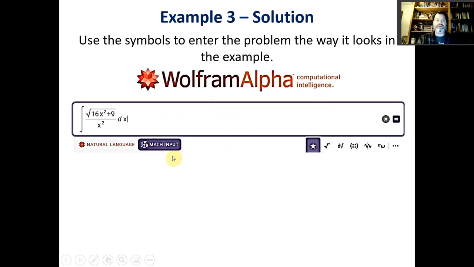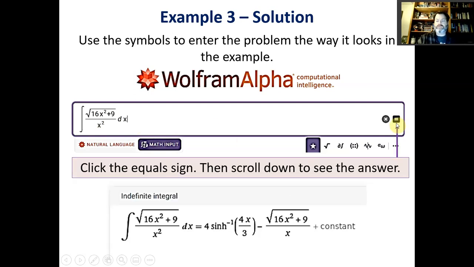And what you do is you just type it in exactly the way it looks in the problem. It has all the symbols, and you can click on these things over here to change the symbols and stuff, however you want it to look. But the default symbols is plenty for an integral. Then you just click on the equals button over here. And then if you scroll down a little bit, you'll see your answer.